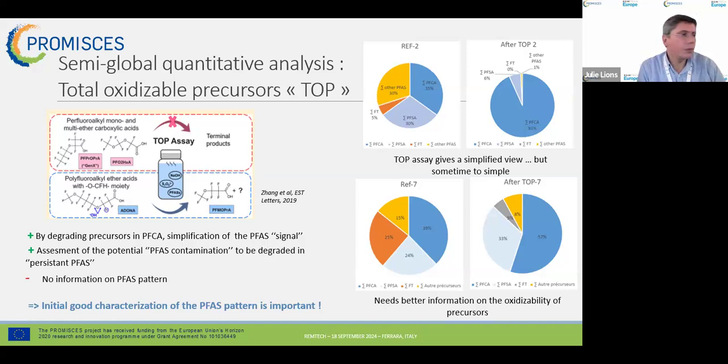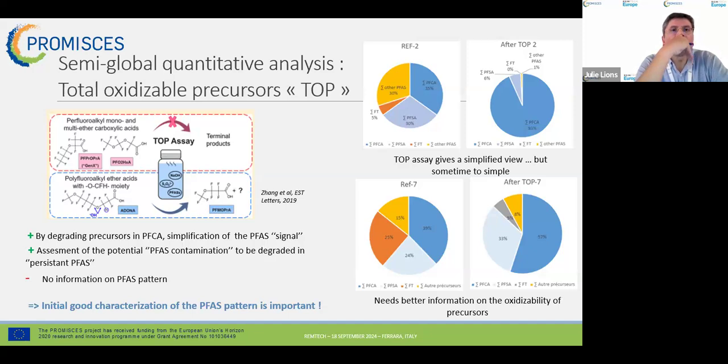We just have now 2 groups and many PFCA. Then with targeted analysis focusing on these PFCA, we are able to have this picture of the semi-global contents of PFAS. But for some samples, for some compounds, we are not able to oxidize these compounds. On the bottom of the screen, you can see that after the TOP assay, we are not able to oxidize all the compounds. Then we can underestimate using this approach.